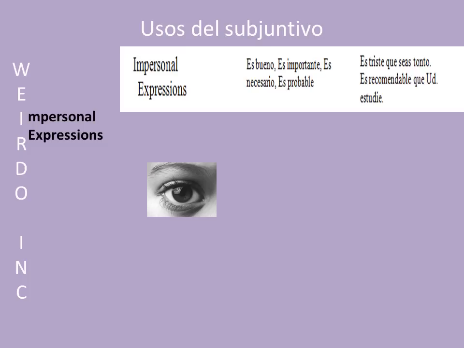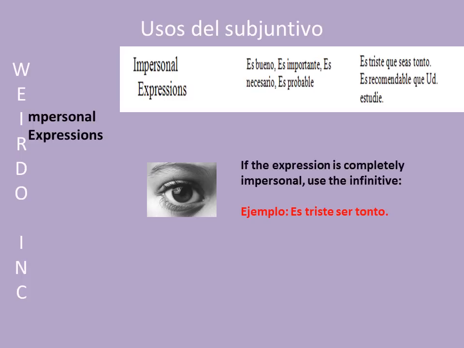All of these start with es bueno, es importante, es necesario, es probable. The key thing here is that you also have to have that que. Es bueno que, es importante que, es necesario que. Es triste que seas tonto. It's sad that you're dumb. But if it were completely impersonal and we didn't have that que, you go back to Español 1 and say, es triste ser tonto. It is sad to be dumb. Then we're being very general instead of it's sad that you're dumb. Because it's good that you study is my opinion being imposed upon you. It's important that you learn Spanish. That's my opinion being imposed upon you.